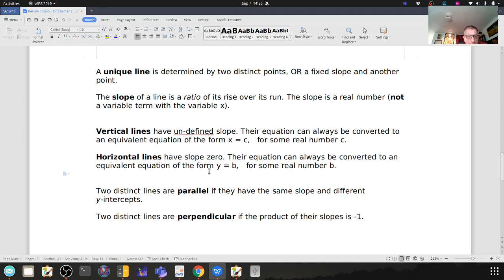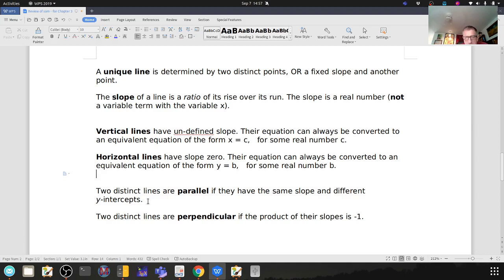Horizontal lines have slope equal to 0. So y is equal to mx plus b. m is equal to 0, so that gives you y is equal to b. So the equation can always be converted to an equivalent equation of the form y is equal to b for some real number b. So you look on the y-axis, you find that number b, and then you draw a horizontal line through that number b, and you've got it.